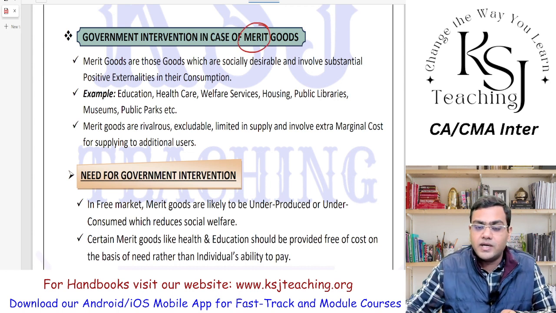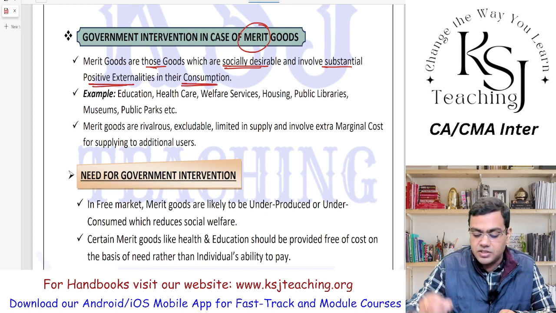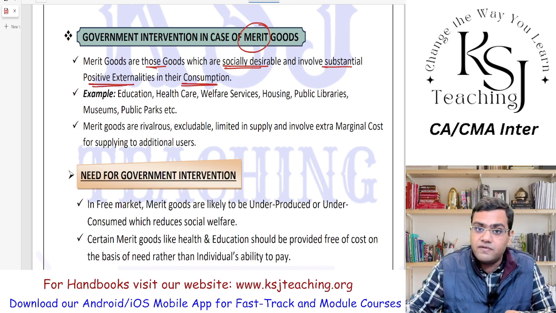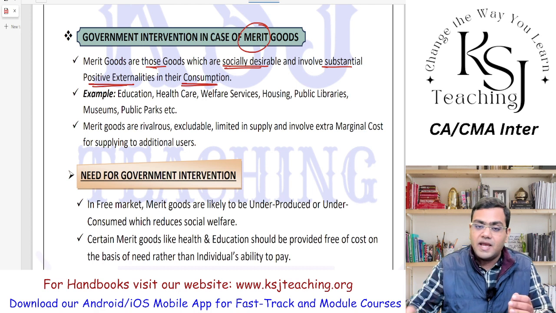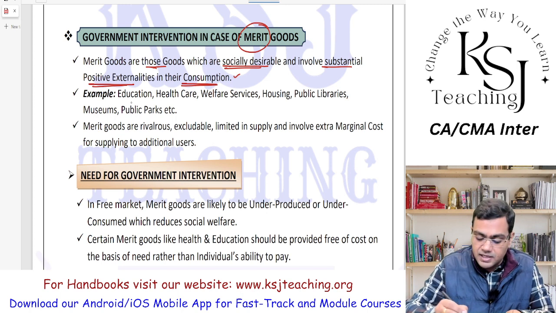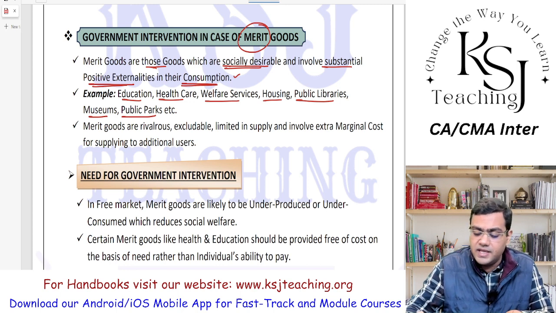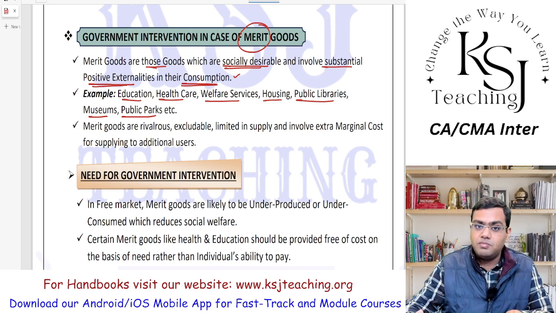So first you need to understand what merit goods are. Merit goods are those goods which are socially desirable and involve substantial positive externalities in their consumption. So merit goods are those goods which are good for the society. We call it socially desirable, right? Society wants such goods and they involve substantial positive externalities in their consumption. For example, education, healthcare, welfare services, housing, public libraries, museums, and public parks. Right? All these things are good for the society, good for the public. That is why we call them socially desirable and involving substantial positive externalities.